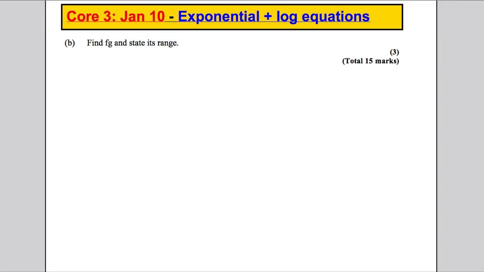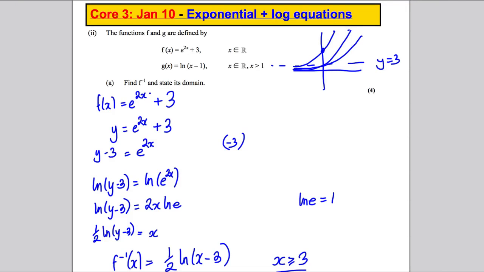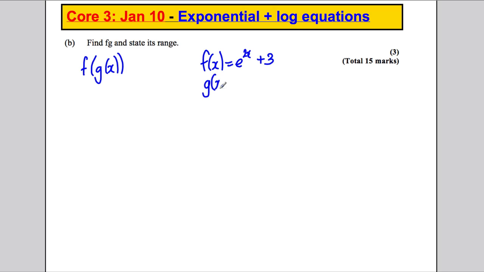Okay, next, find fg and state its range. fg, remember, this actually means take f and put in g of x into it. Now, our f is e to the 2x plus 3. What's our g? Our g is ln x minus 1. So our g of x is ln of x subtract 1.